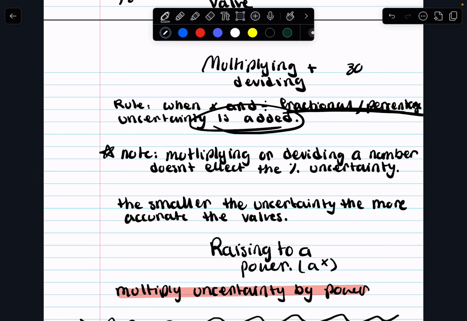So if I have 30% uncertainty plus some x with plus or minus 20% uncertainty, then my value is going to be either yx if this is multiplied, or y over x if this is divided. And no matter what, my uncertainty would be 50%, which is a really high uncertainty, so it's not accurate.